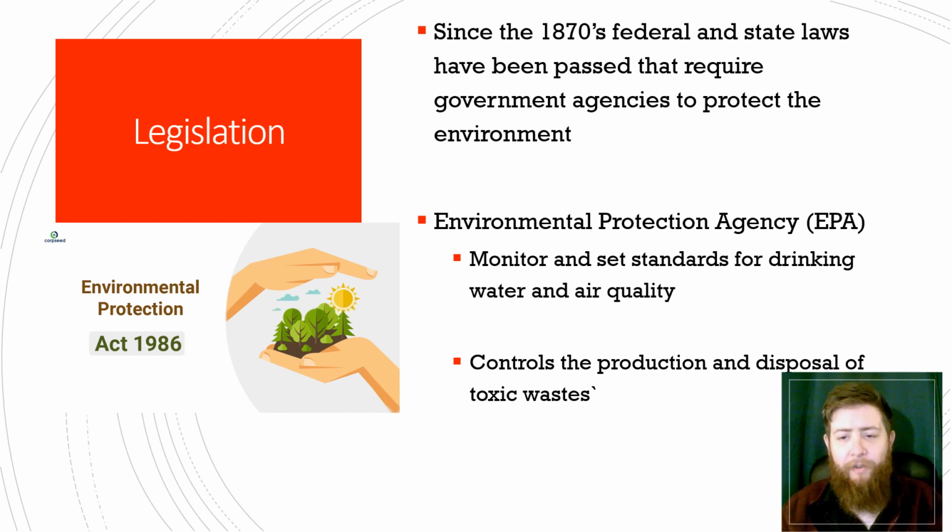We've made some laws regarding environmentalism since the 1870s, and specifically we started to pass some federal and state laws to protect the environment. The EPA came out in 1986, and it is to monitor and set standards for drinking water and air quality, but it also is responsible for controlling the production and disposal of toxic wastes. So making sure that we don't have a factory that's dumping waste right into the river beside it, that they dispose of that in a proper manner.